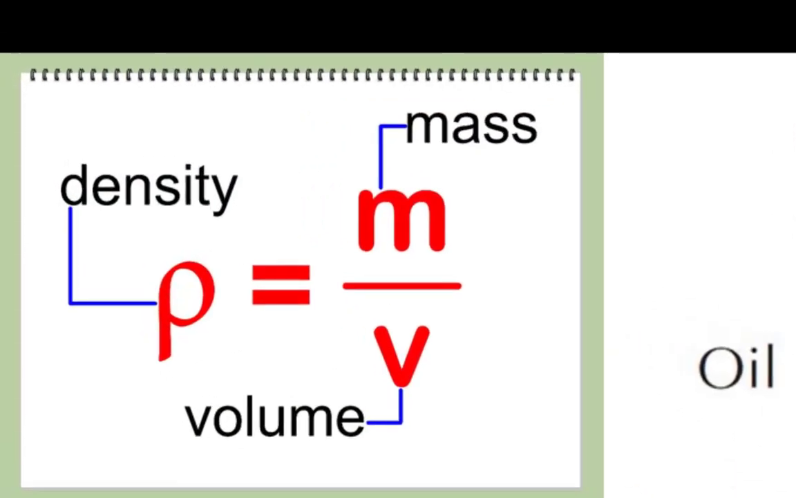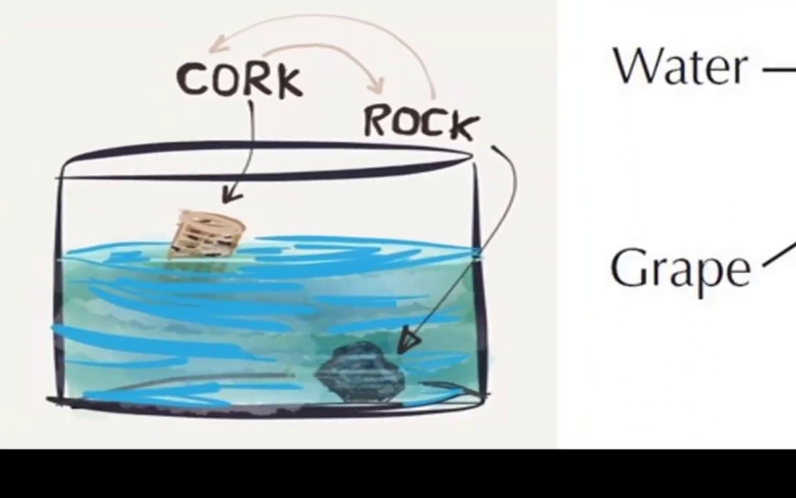Then we have density. Now, density is something you did in grade 8 and 9 technology, where we learned that density is the mass of a substance per unit volume. Okay? And this is usually mass in kilograms and volume in cubic decimeters. So if we look at a cork and a rock, and we say the cork and the rock have exactly the same size, then the cork would float in water, but the rock would sink.